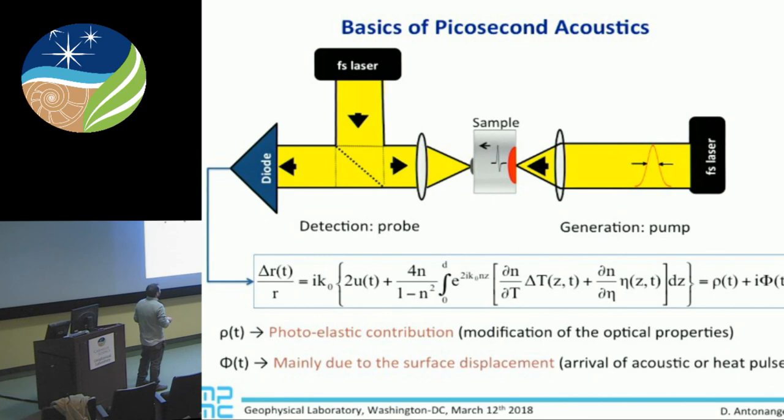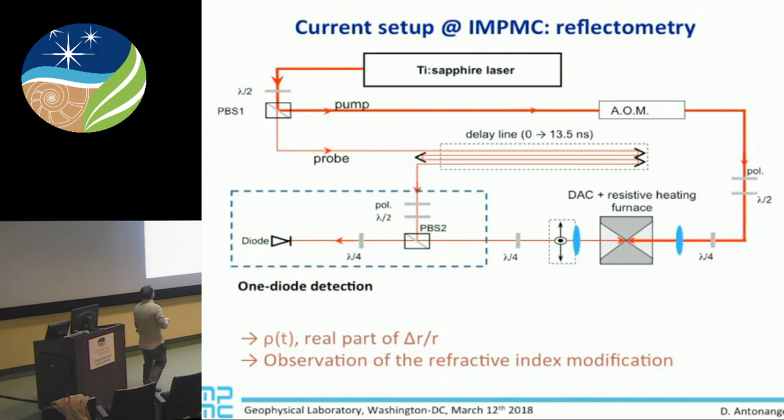and is detected on the other side by a probe beam, which measures the variation of the reflectivity as a function of time. Qualitatively, the two things you have to keep in mind are that the real part of the reflectivity is mostly affected by the photoelastic contribution, so it's sensitive to the modification both of the acoustic wave and the heat waves arriving at the other surface, while the imaginary part is mostly sensitive to surface displacement. So this is really like acoustic interferometry in this sense.